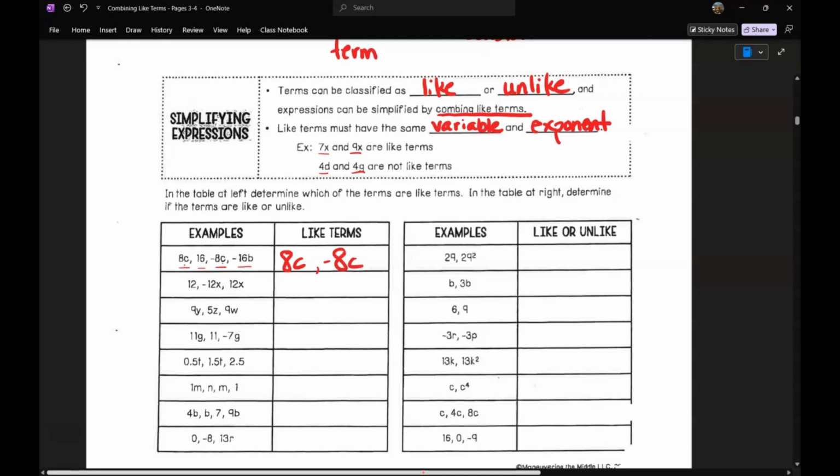How about the next one? I have 1, 2, 3 things in my list. Do any of them have the same exponent or the same variable? The 2 x's are the same, so those are my like terms.